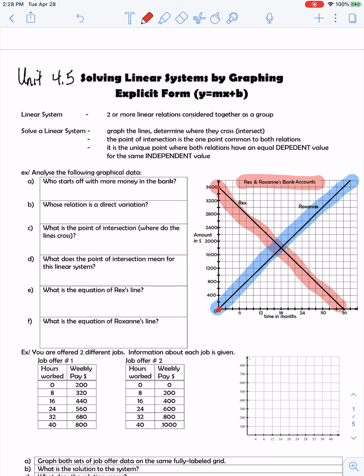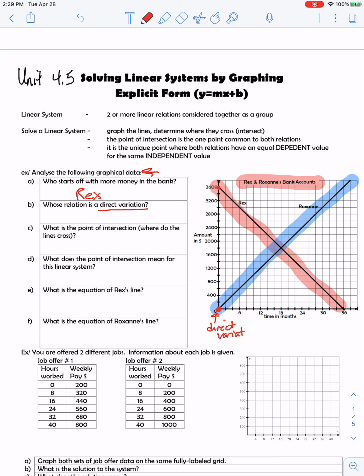Okay, so let's take a look at some of these questions here. It says, analyze the following graphical data. Who starts off with more money in the bank? Well, Rex started off with $3,600, so that's Rex. Whose relation is direct variation? Now, we haven't talked about direct variation or partial variation, so I'm just going to do it quickly right now. Direct variation means that the graph goes through 0, 0.